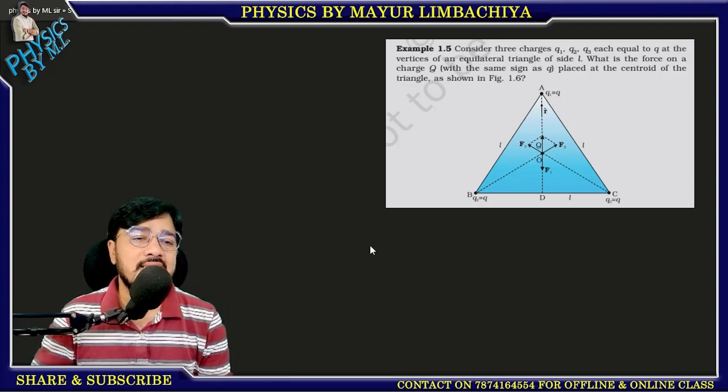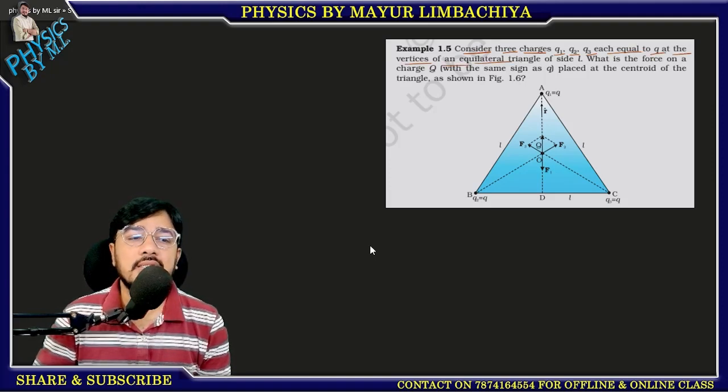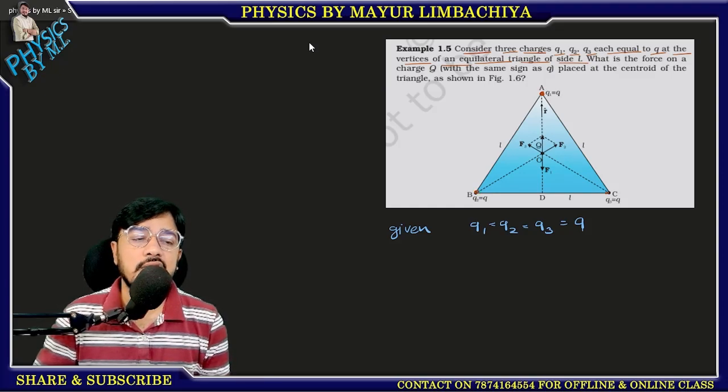The definition states that consider three charges Q1, Q2, Q3, each equal to Q, at the vertices of an equilateral triangle of side L. So the given parameters are: there are three charges Q1, Q2 and Q3, each equal to Q, and these three charges are placed at the vertices of the triangle. This triangle is an equilateral triangle having side L. Okay, so these are the three charges.